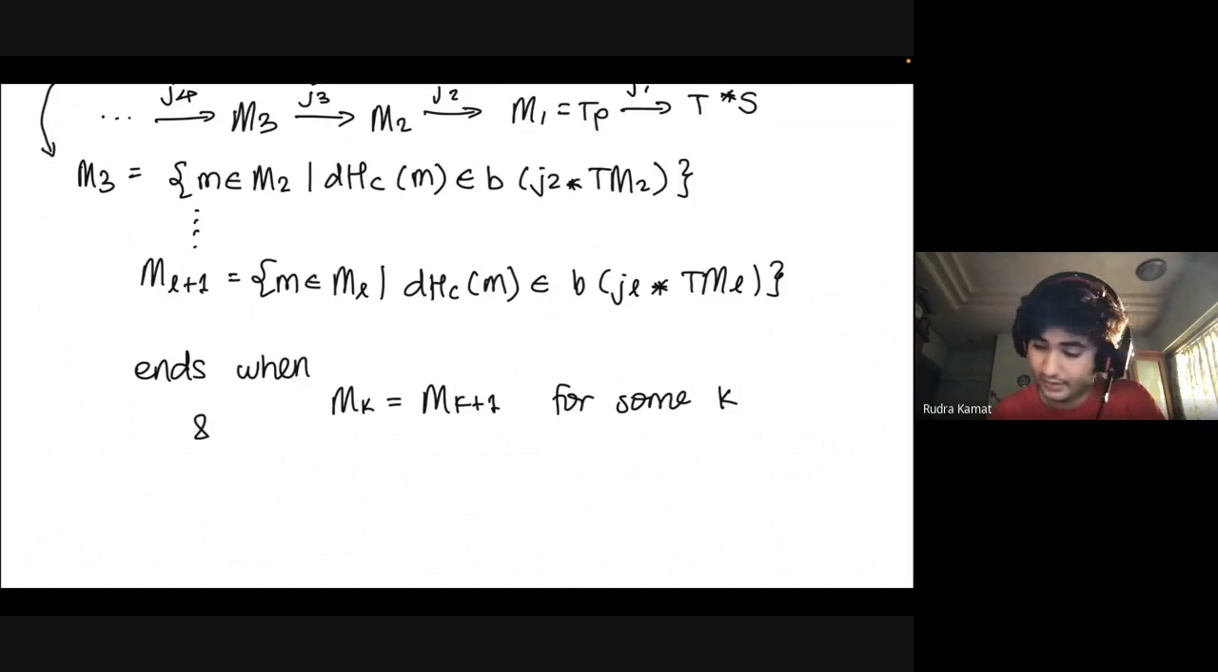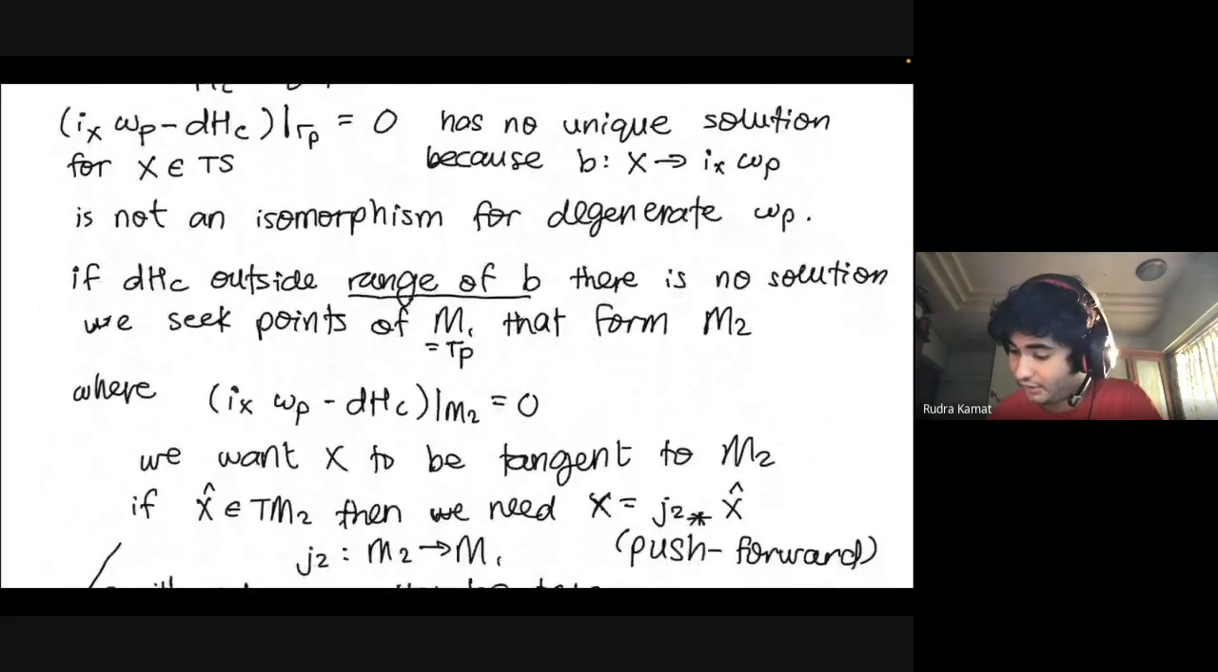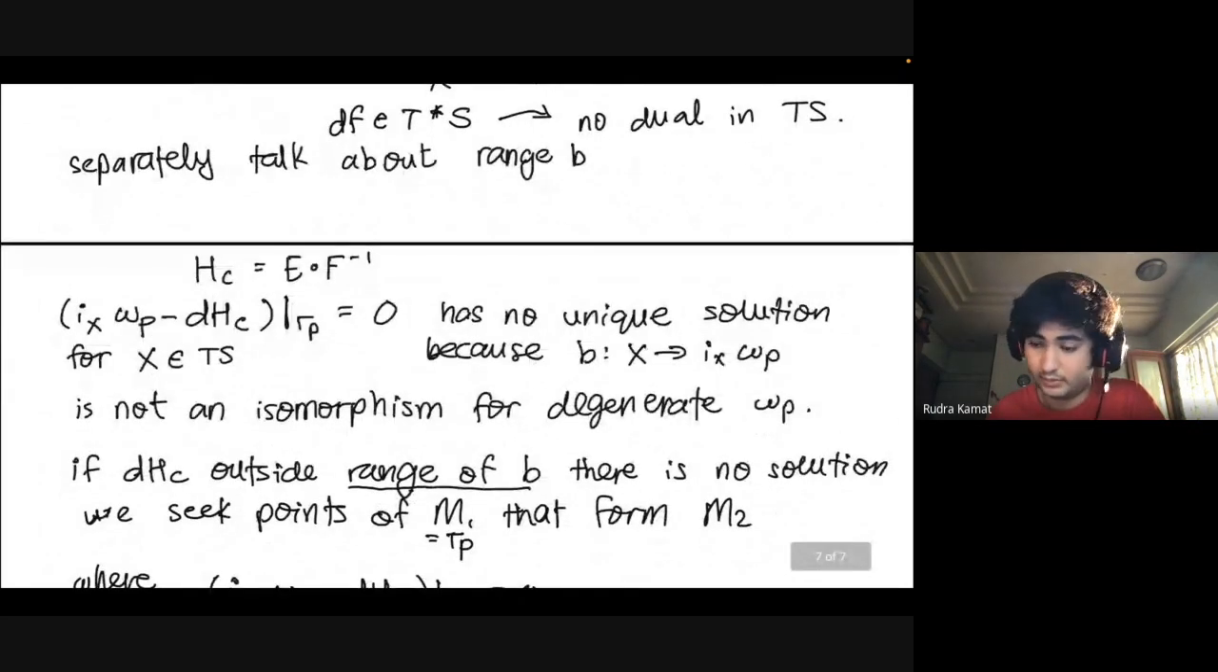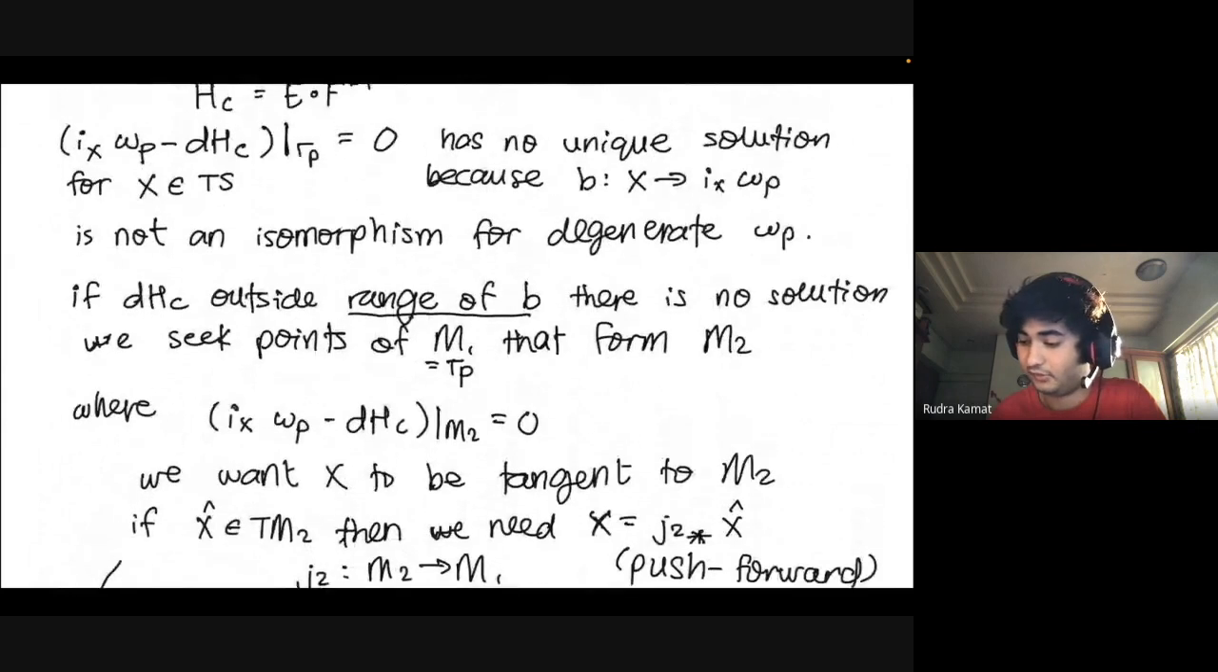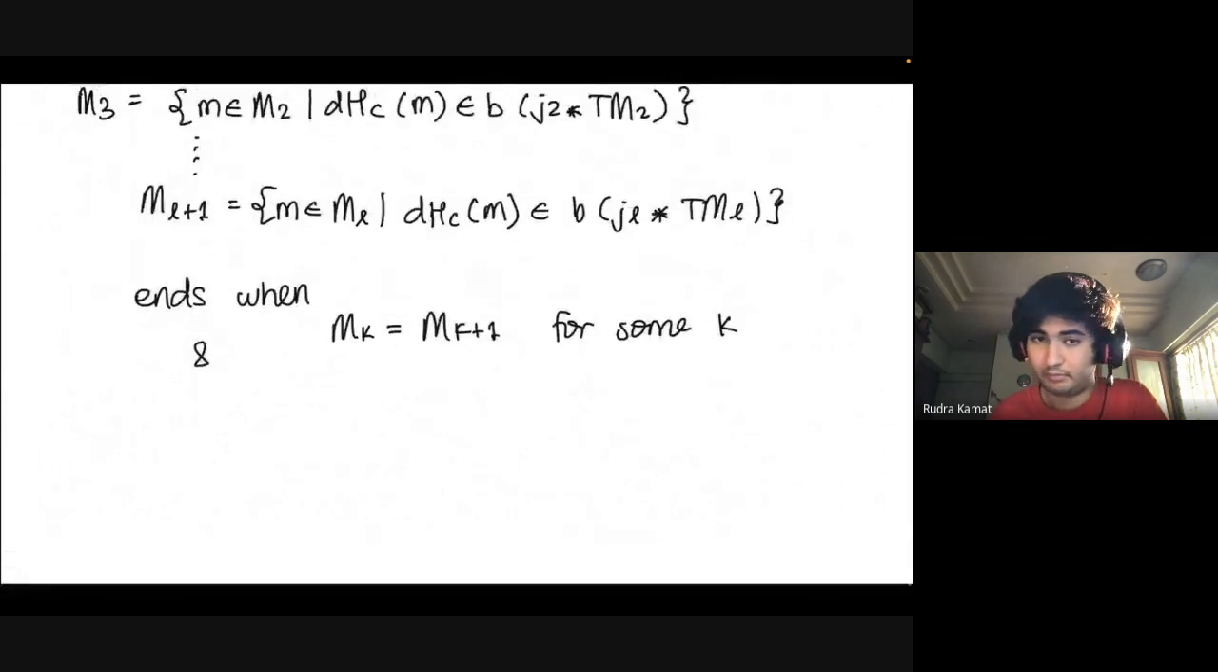And by extension, because X already satisfies this for gamma sub p, and M1, M2 are just subspaces of gamma sub p, by natural extension it will also satisfy this equation. Since it satisfied this for gamma sub p, it will also satisfy it for a subset of gamma sub p, also called Mk in this case.